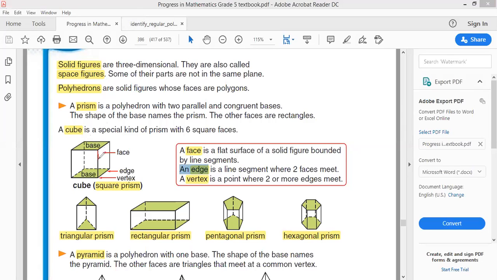Can you see this line? The red line. Here two faces are joined together. This is what we call an edge. Like this line here, two faces are joined together. We call it an edge.